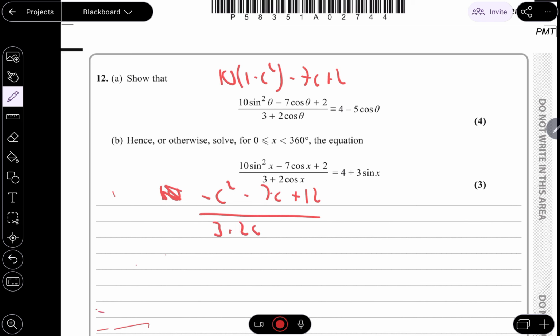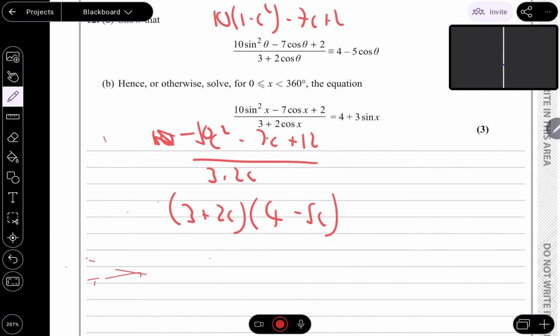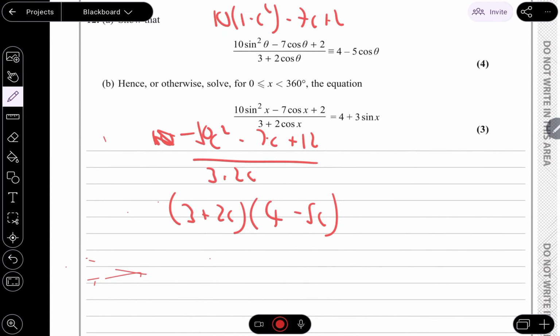This will definitely, so 3 plus 2c, sorry, that should be a 10c squared, shouldn't it? So we would need a minus 5c to make that work. And we also need a 4. Does that work? 8c minus 15c, yeah, that works. So then this cancels with this, and we end up with 4 minus 5 cos theta.